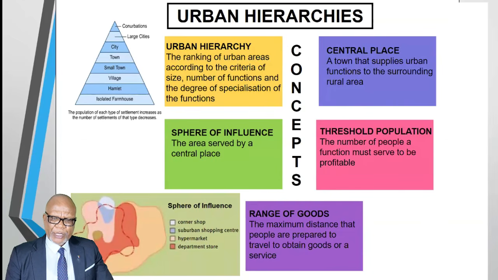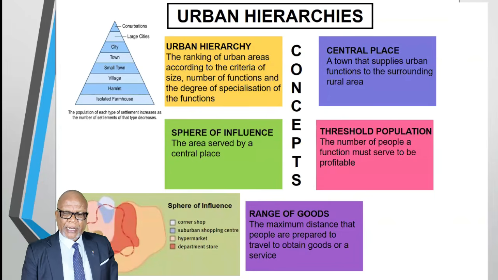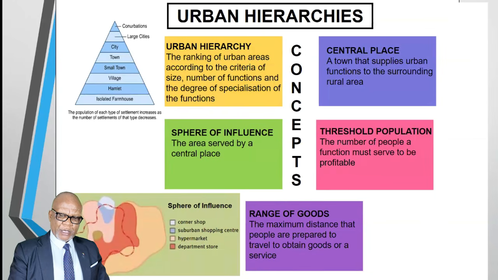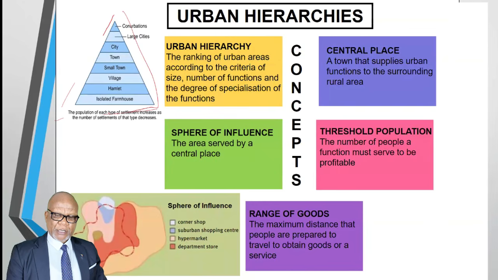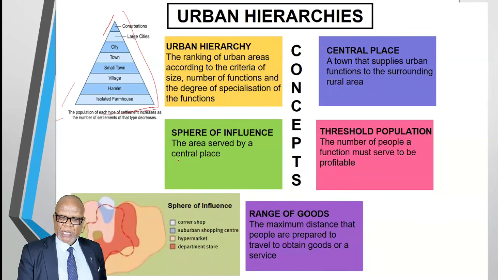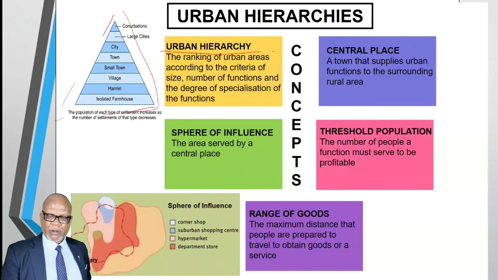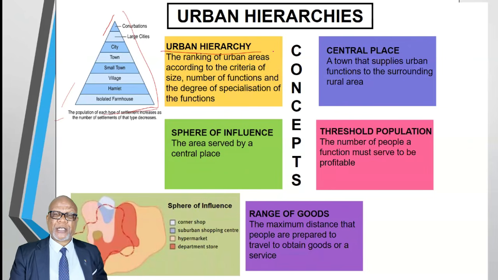Now, let's look at urban hierarchy that comes from central place town. You say, what is a central place town? It's a town that provides urban functions to the surrounding rural area. And then we have what we call urban hierarchy. Urban hierarchy is the ranking of settlements from the smallest to the largest. Urban hierarchy simply refers to the ranking of settlements according to size, or you can say it is a ranking of settlements from smallest to largest.